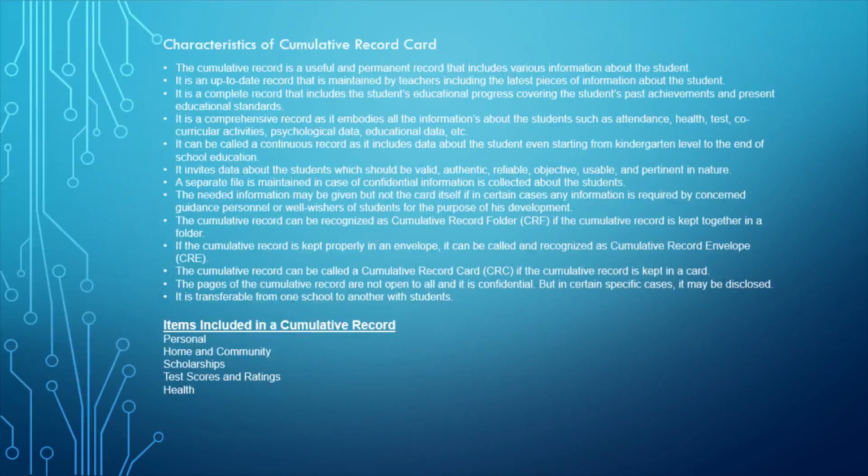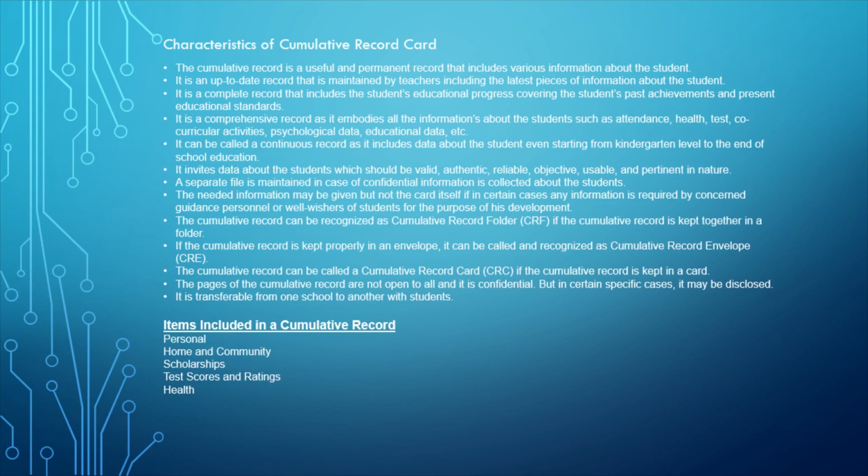Characteristics of cumulative record card. The cumulative record is a useful and permanent record that includes various information about the student. It is an up-to-date record that is maintained by teachers, including the latest pieces of information about the student. It is a complete record that includes the student's educational progress, covering the student's past achievements and present educational standards.